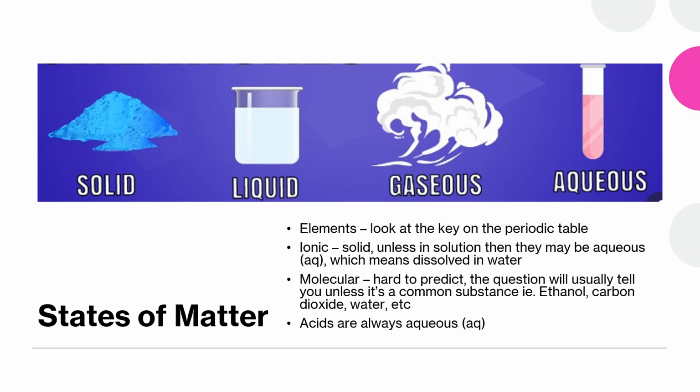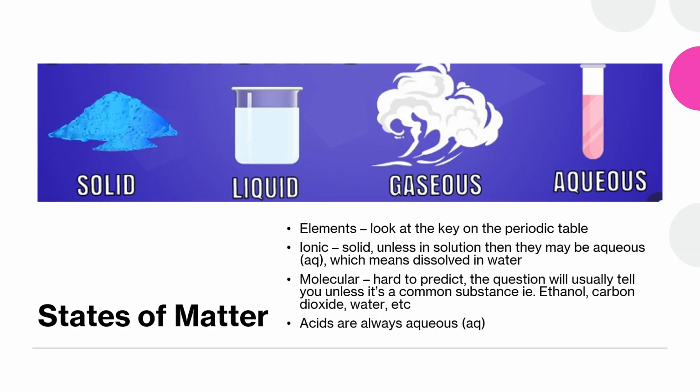Now, you might have noticed throughout this presentation that I was including states of matter on most of the compounds, and that you should get used to doing that as well. I just want to quickly review how do you figure out what these states of matter are. So elements, you're going to look at the key on your periodic table. Our periodic table does them by color. Other periodic tables do it sometimes by font. You just have to look. It'll tell you on the periodic table how it's telling you what the state of matter is.